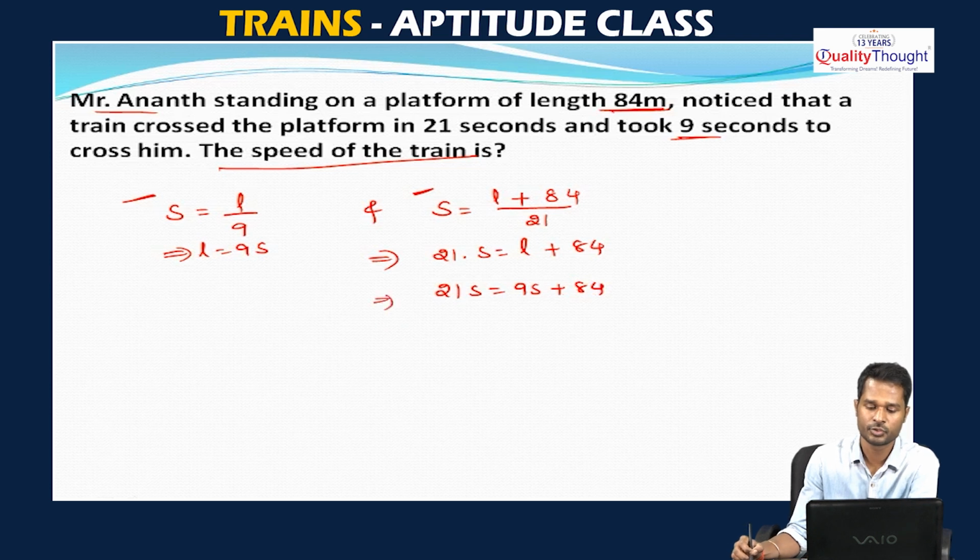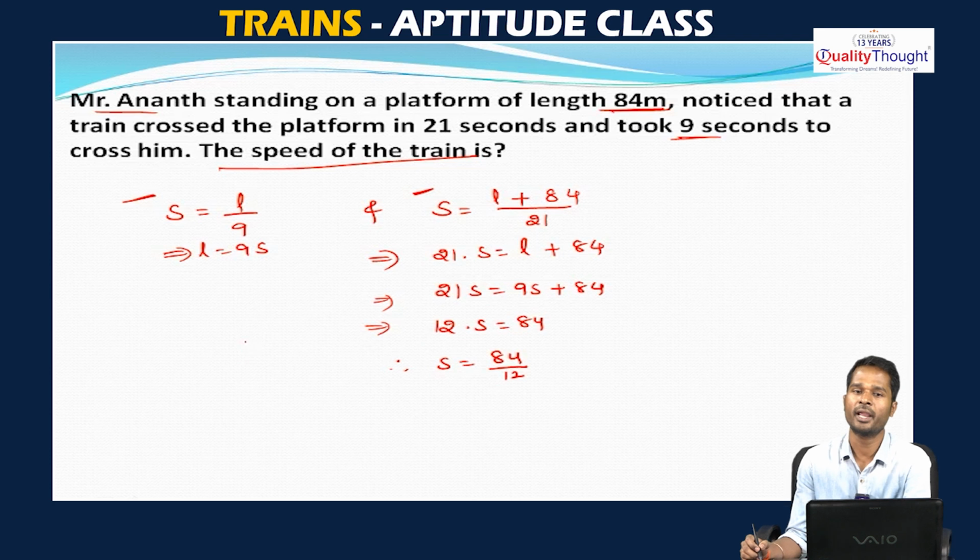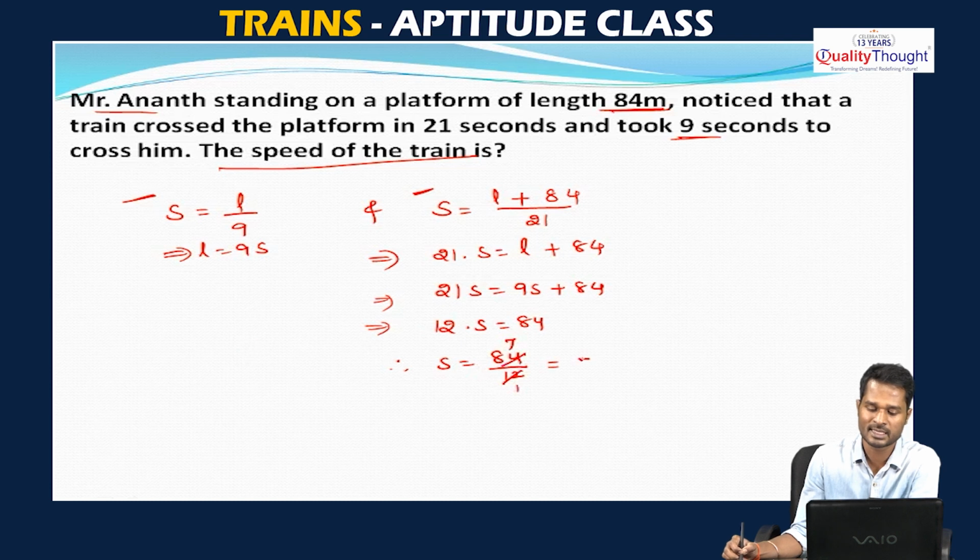So 21 minus 9 is 12S is equal to 84. We need the speed of the train, so S is equal to 84 by 12. 84 by 12, that is 12 ones are 12, 12 sevens are 84. So which is 7 meters per second. So the speed of the train is 7 meters per second.